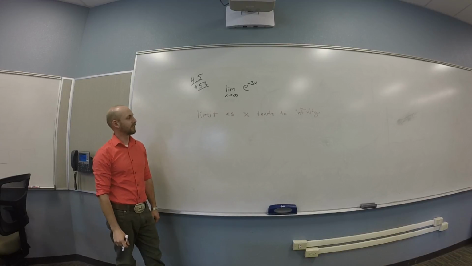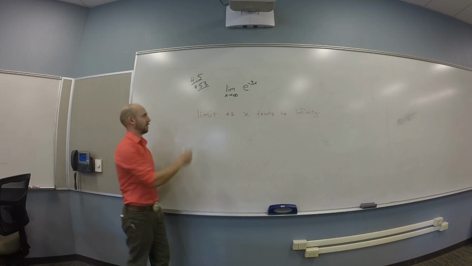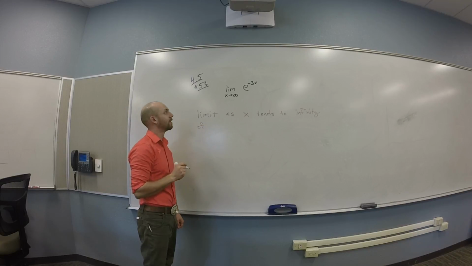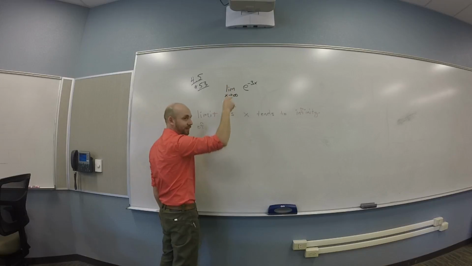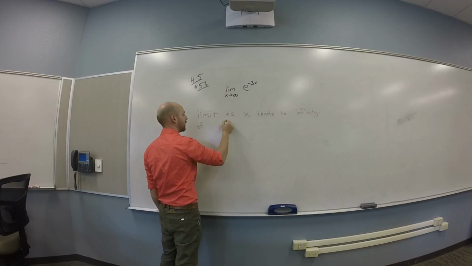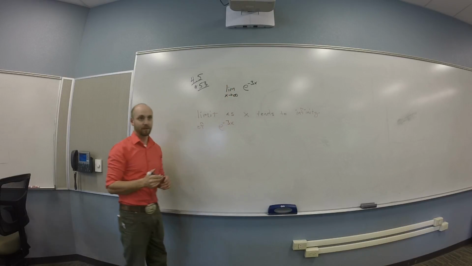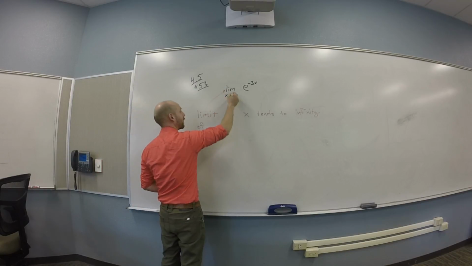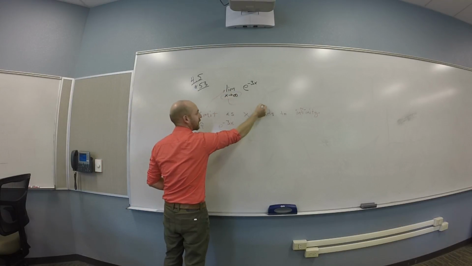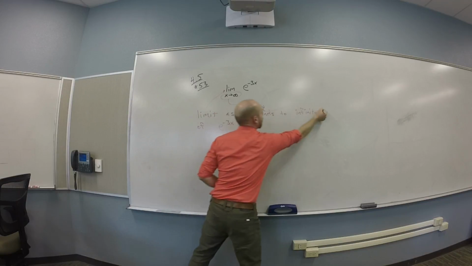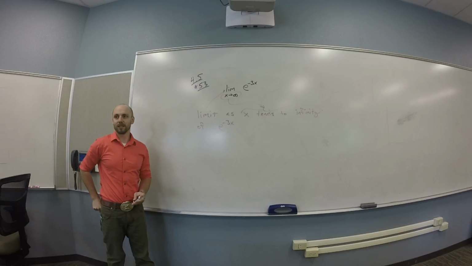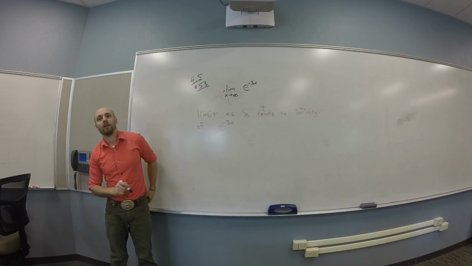So limit as x tends to infinity of, and then read that thing. So e to the minus 3x. Cool? So limit is that word. This bit is x tending to infinity, and then the "of" is just the thing you're doing this to.